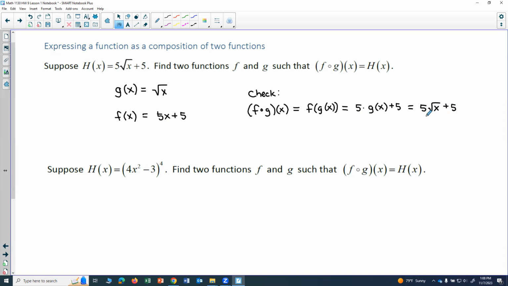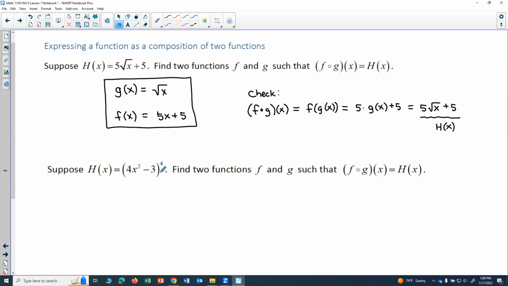And if I've identified my functions correctly, this should be my capital H of x. And I just check, 5 square root of x plus 5. That checks out. And so g of x equals square root of x and f of x equals 5x plus 5 are the correct inner and outer functions.